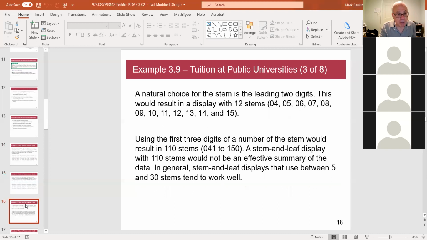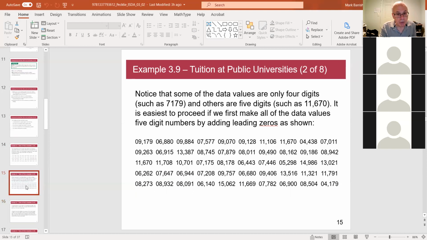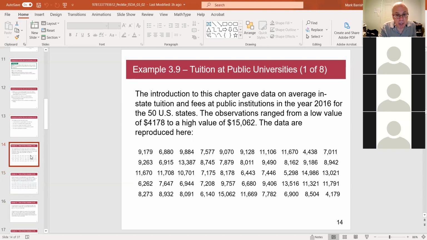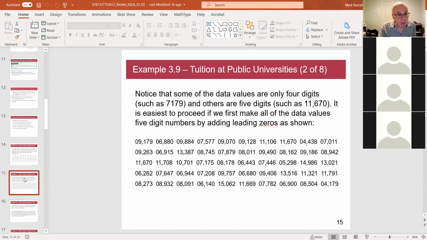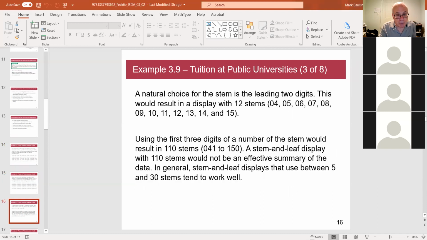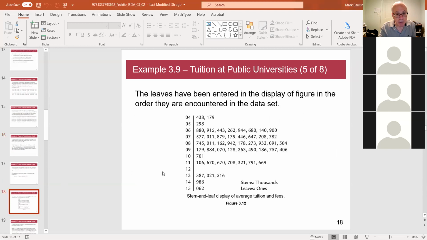So it says here a natural choice for the stem is the leading 2 digits. And again, what's the smallest number in the data set? It was 4,178. So it would run from around 04 up to 15. So 04, 05, all the way up to 15. The first 2 digits would be the stem, and then the rest of the digits of each number would be the leaf. So again, that's what these are here.